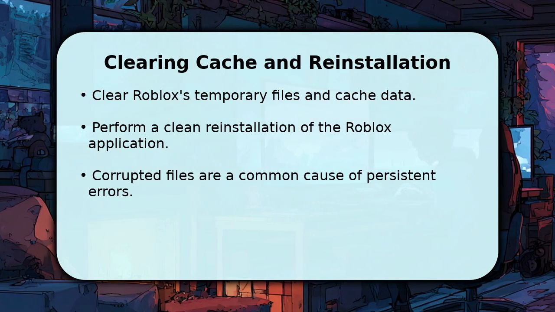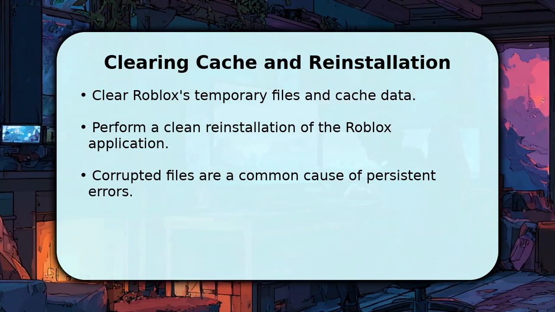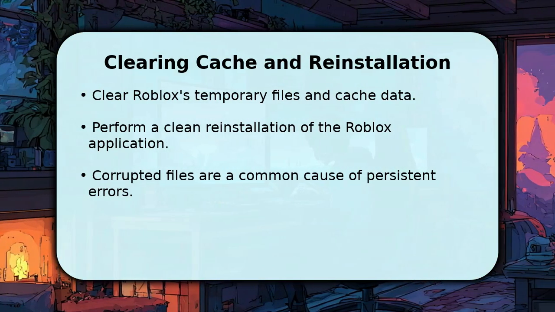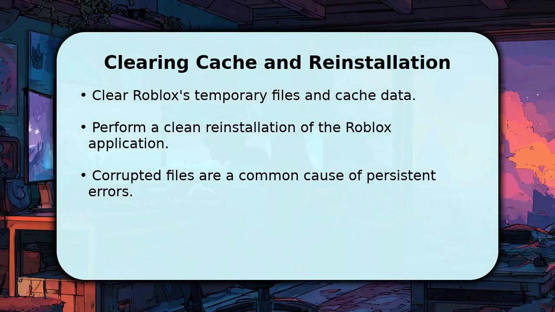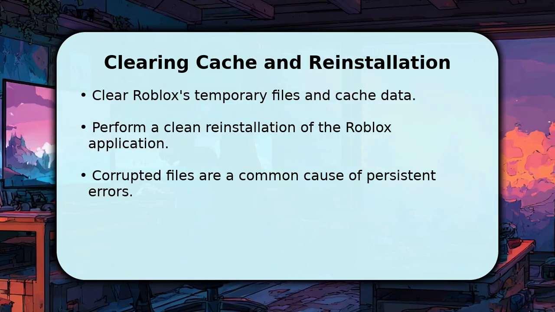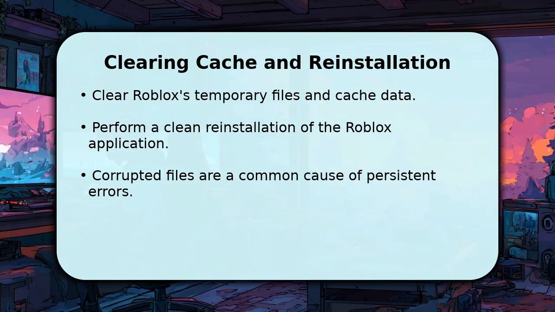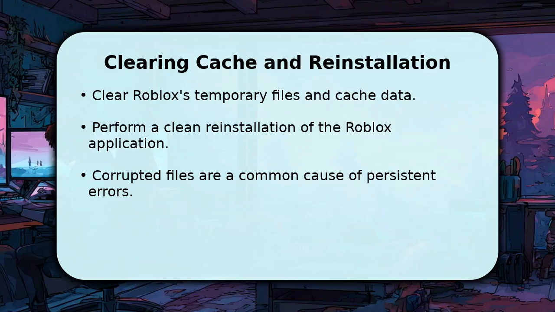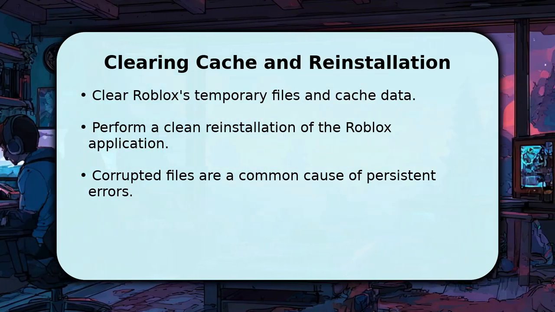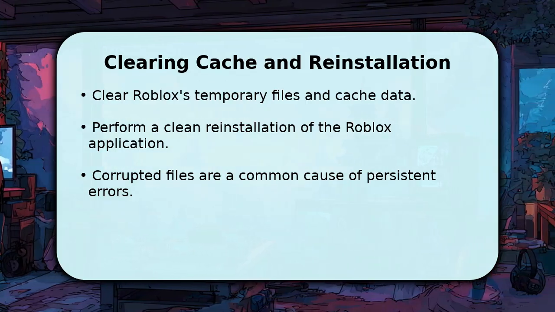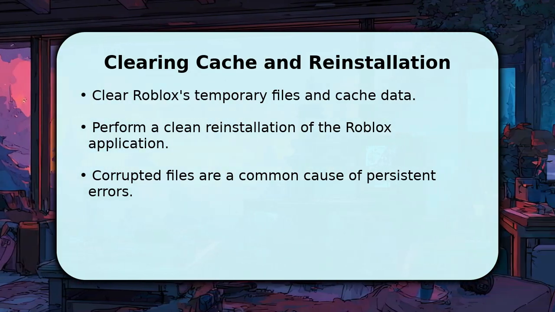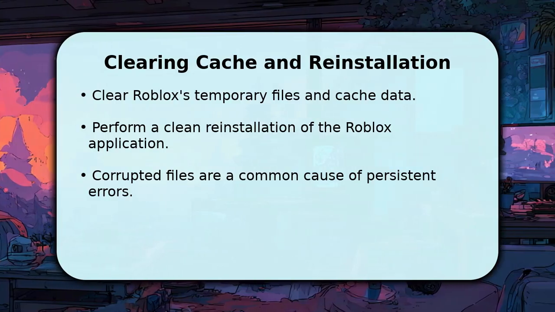Corrupted cache files can significantly impact Roblox's performance. You can clear these temporary files from the Roblox folder in your app data directory, often found by typing %localappdata% in the Run dialog. If issues persist, completely uninstalling Roblox and then performing a fresh installation from the official website is a highly effective solution. This ensures you start with a clean, uncorrupted version of the game.